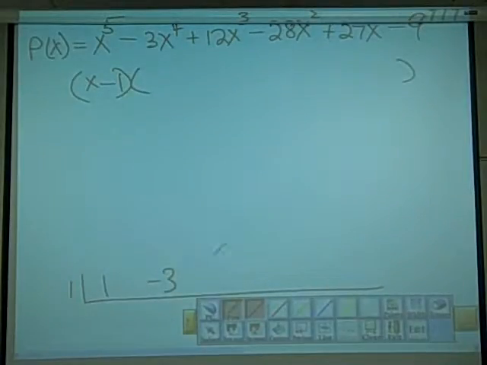x to the fourth, x cubed, that's going to be a 12, minus 28, 27, and a minus 9. Again, you want to watch your exponents, make sure you're getting them all in there. You don't want to miss one.